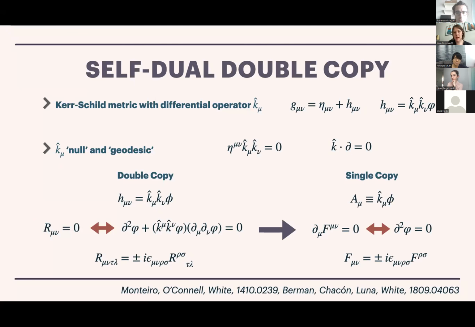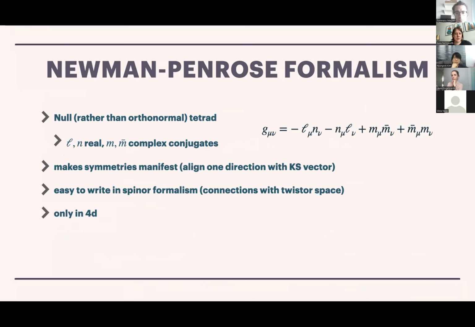Okay. So now to the Newman-Penrose map. We use the Newman-Penrose formalism, which is just a way of writing down different spacetimes using a null rather than an orthonormal tetrad. So in this case, we have 4 vectors. This is only really for 4-dimensional spacetimes. So we have 4 null vectors that are sort of our basis for our spacetime. L and N are real, and M and M bar are complex conjugates of each other.